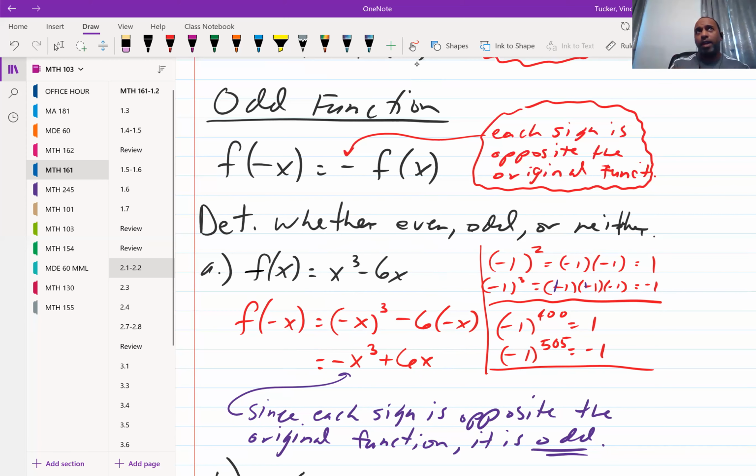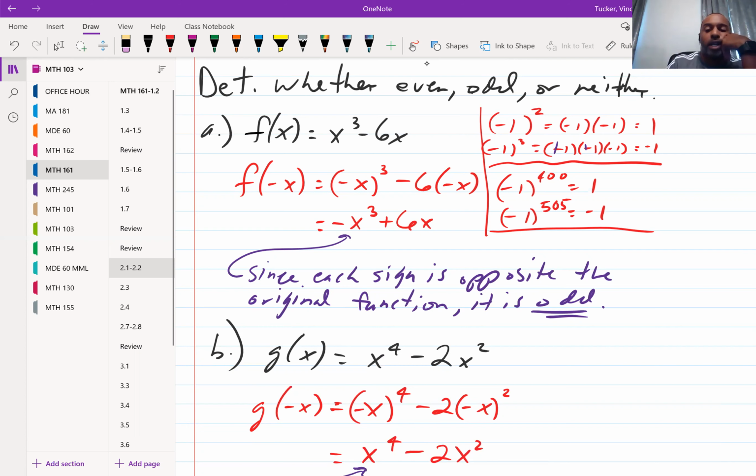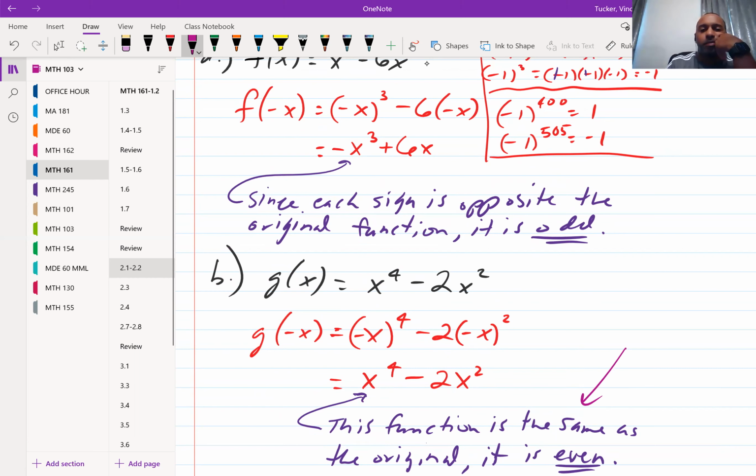All right. So for this next one, you plug in negative x and you raise it to the 4th power, and then you're squaring it. That is our function right there: x to the 4th minus 2x squared. When you raise it to even powers, those negatives will cancel, giving you x to the 4th minus 2x squared. Our conclusion here: notice that this function is the same as the original, so that means it is even.